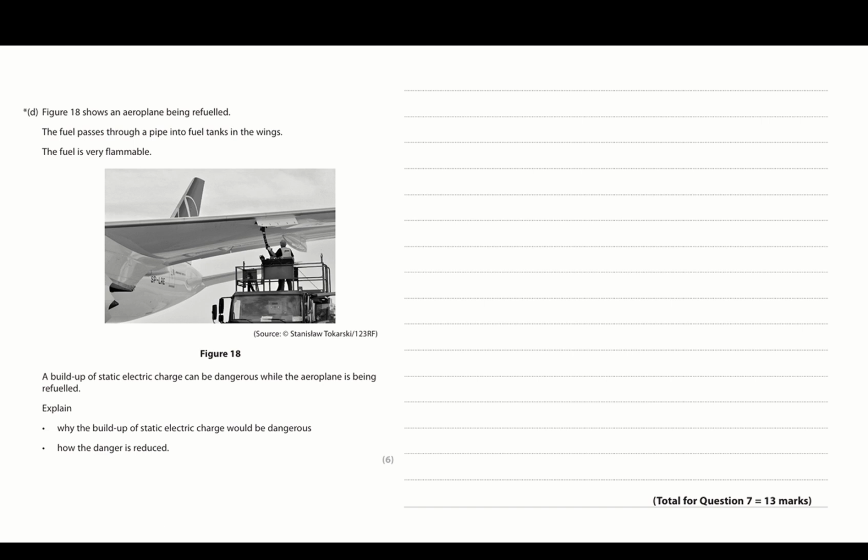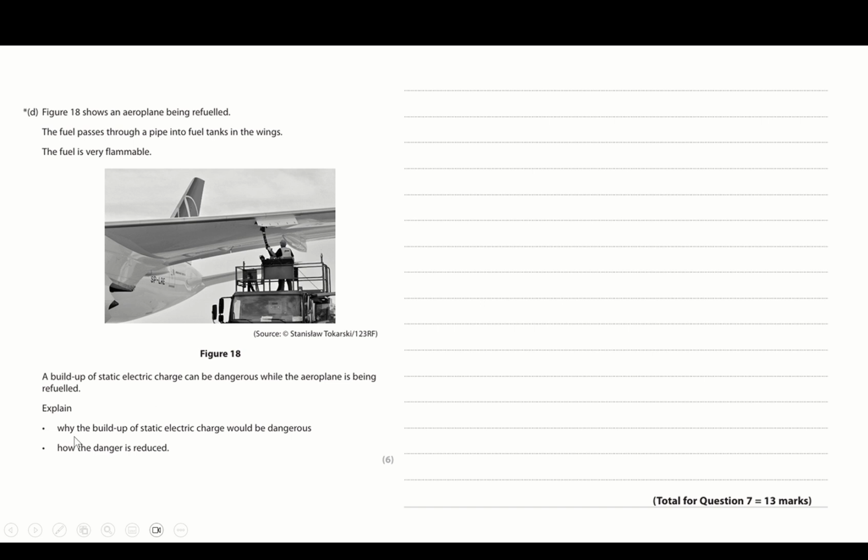Okay, lovely 6 marker for this. This would be lovely if this came up. Figure 18 shows an aeroplane being refueled. The fuel passes through the pipe into the fuel tanks in the wings. The fuel is very flammable. A build-up of static charge. So as this plane's in the air and insulated, flying around, electrons are going to build up on here. If they then attach this lovely pipe to it, they'll get a spark. Boom, he's dead. Anyone in the plane's dead.